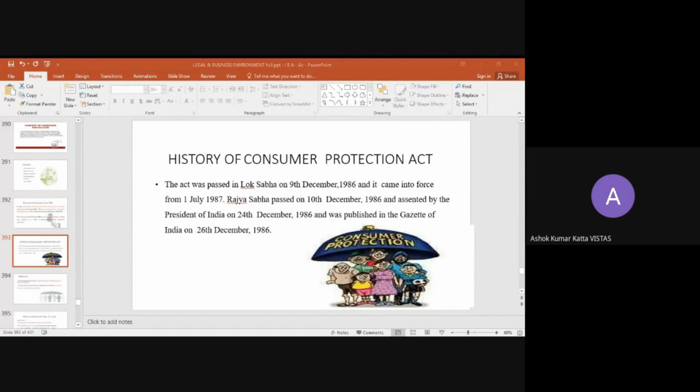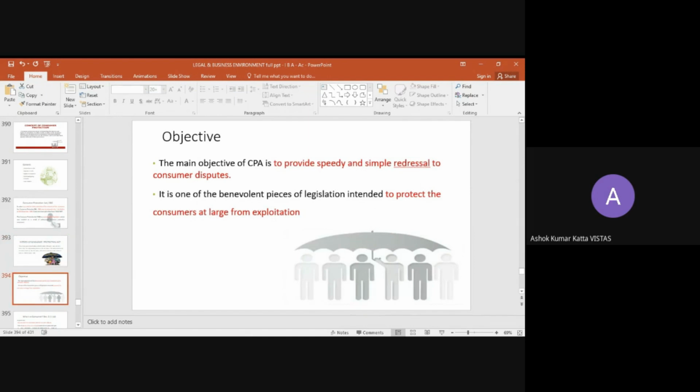So under the Consumer Protection Act, they want to know whether you have been cheated. If yes, then definitely you can take the help of the Consumer Protection Act, and through that you can get help or assistance. For that, they framed important objectives for implementation of this CPA. CPA stands for Consumer Protection Act.